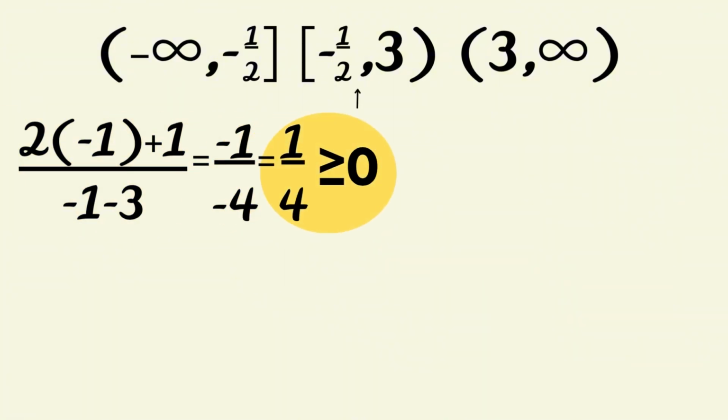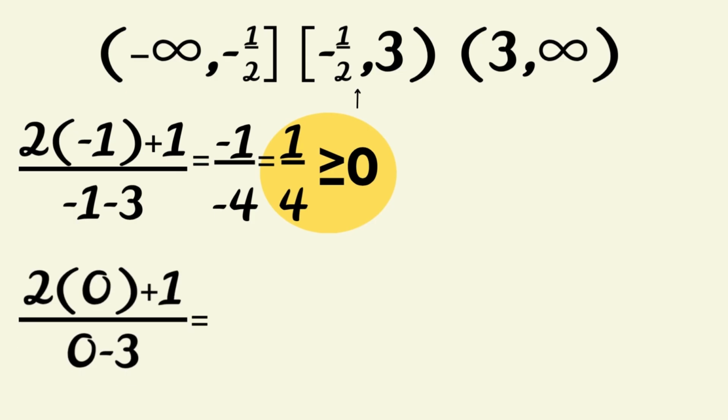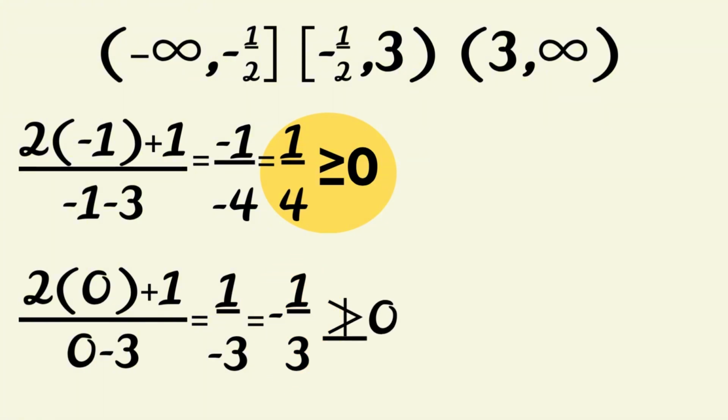For negative 1/2 and 3, we will use 0. 2 times 0 plus 1 over 0 minus 3 is 1 over negative 3. Negative 1 over 3 is not greater than or equal to 0, so this is not part of the solution.